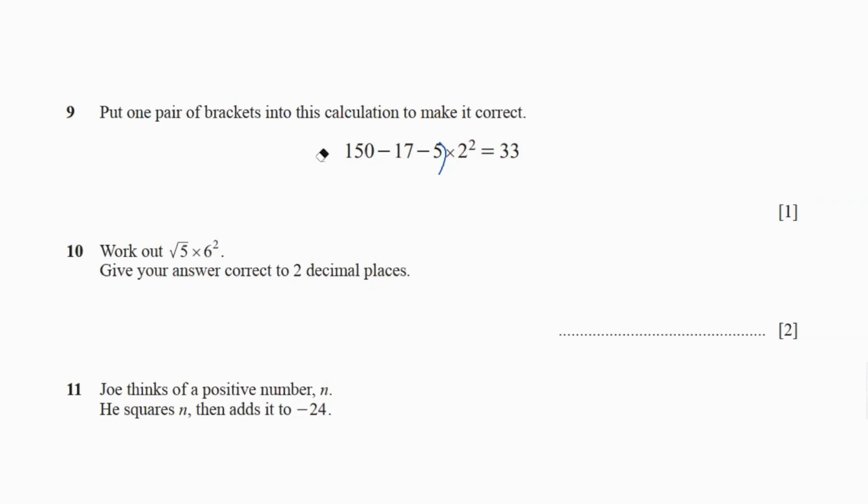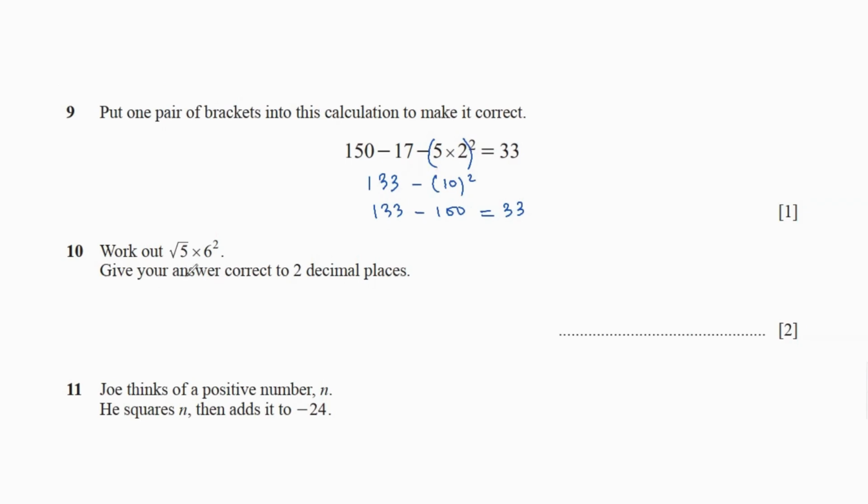Even if I put the brackets over here, it's still going to be a number which is more than 33. So why not try putting the brackets over here? Let's try this. If we do 150 minus 17, which is 133, minus 5 times 2 is 10. So 133 minus 100 is 33. So this is where your brackets will come.